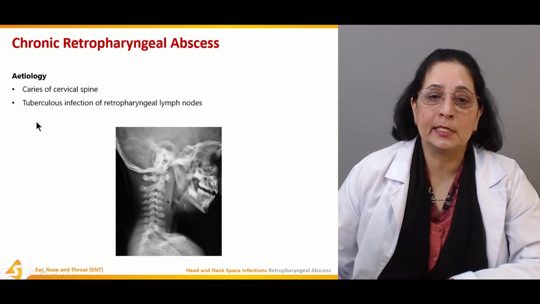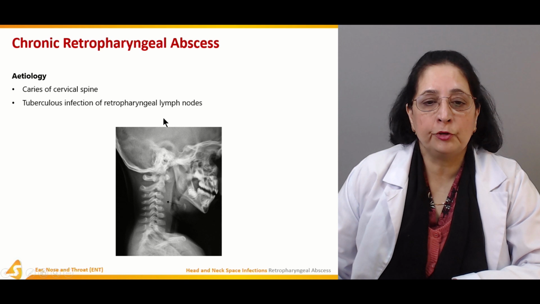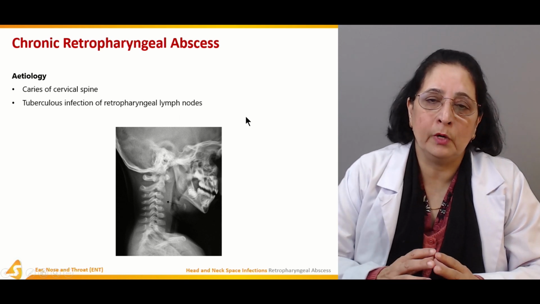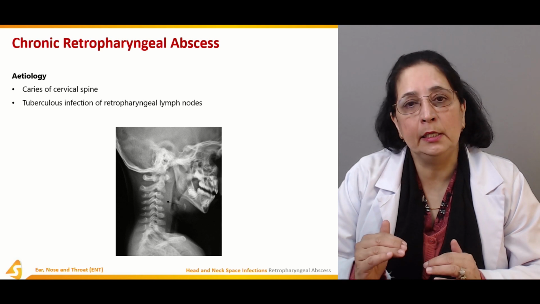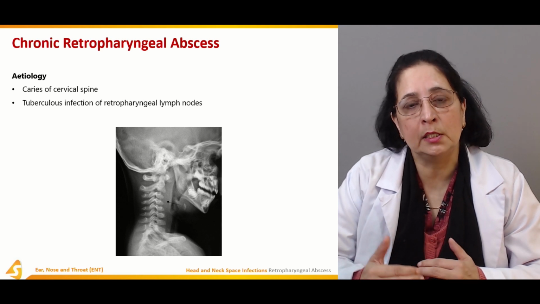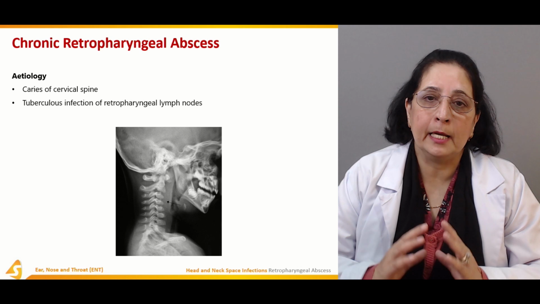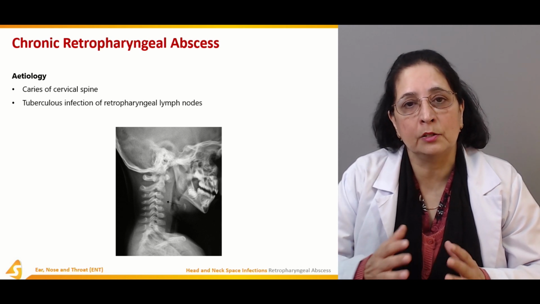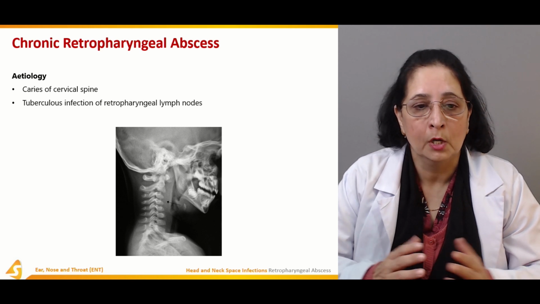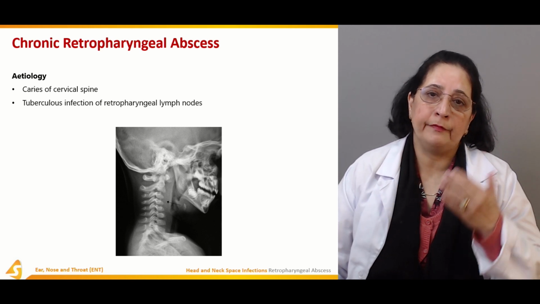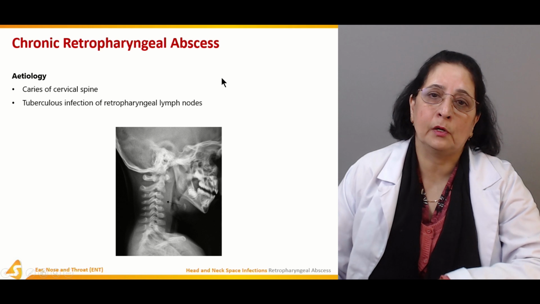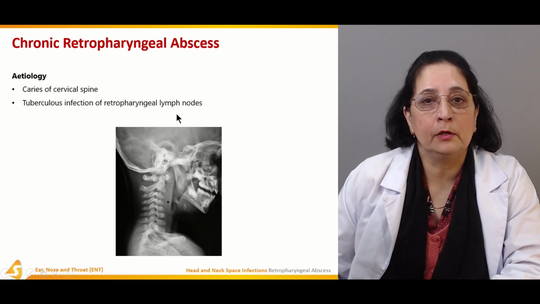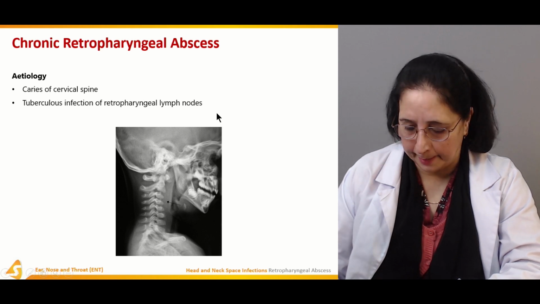Another cause is any tuberculous infection of retropharyngeal lymph nodes. Tuberculosis is also an infection. Usually pulmonary tuberculosis is common, but sometimes tuberculosis can spread to other organs or structures of the body also. So if there is tuberculosis of the retropharyngeal lymph nodes, this can cause the chronic retropharyngeal abscess.